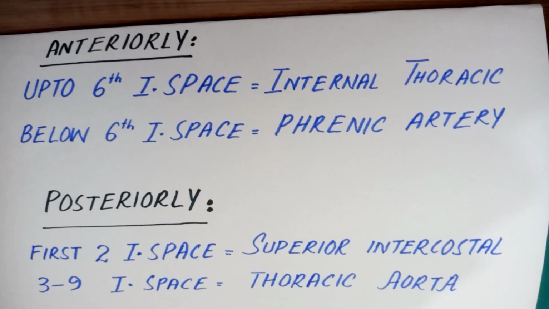If we talk about posteriorly, then the posterior arterial supply is different from the anterior arterial supply. Posteriorly, the first two intercostal spaces are supplied by the superior intercostal artery, while the 3rd to 9th intercostal spaces are supplied by the thoracic aorta. As you know, the aorta first comes as the ascending aorta, arch of aorta, descending aorta and the thoracic aorta. So the 3rd to 9th intercostal space, posteriorly, is supplied by the thoracic aorta.